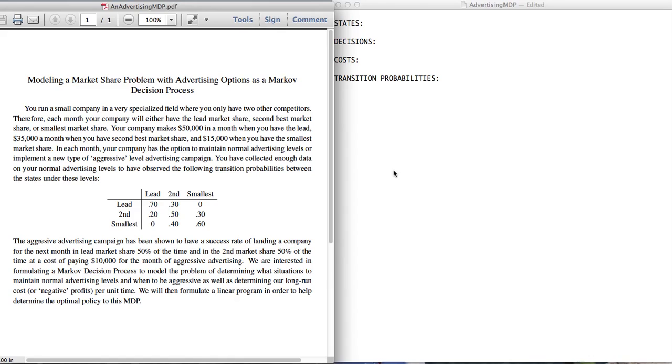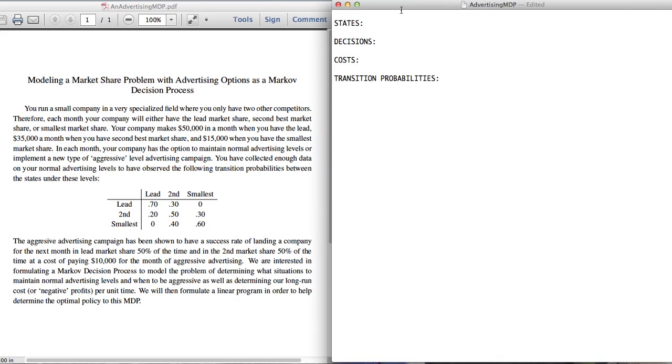What we're going to try and do is, we essentially have an underlying Markov chain where the states of the Markov chain are what position our company is in. And then we have decisions that we can implement in each of those states. So hence we have a Markov decision process. In this video we're going to talk about formulating this problem as a Markov decision process, and then formulating a linear program in order to help us determine the optimal policy of this MDP.